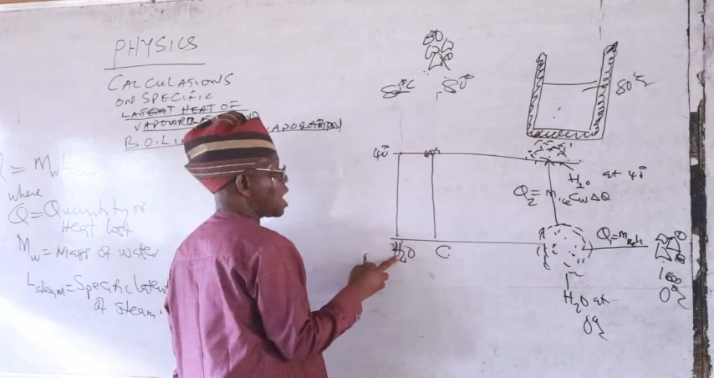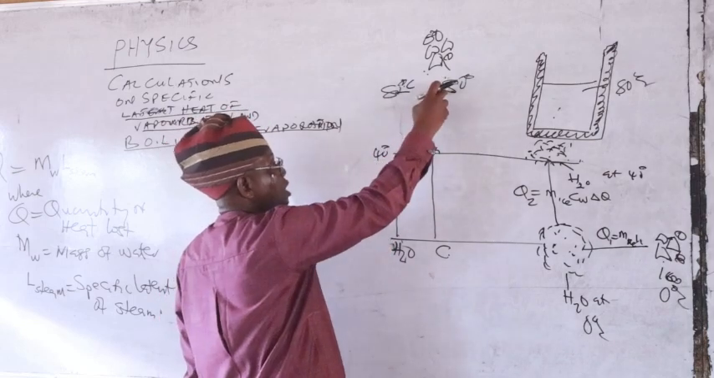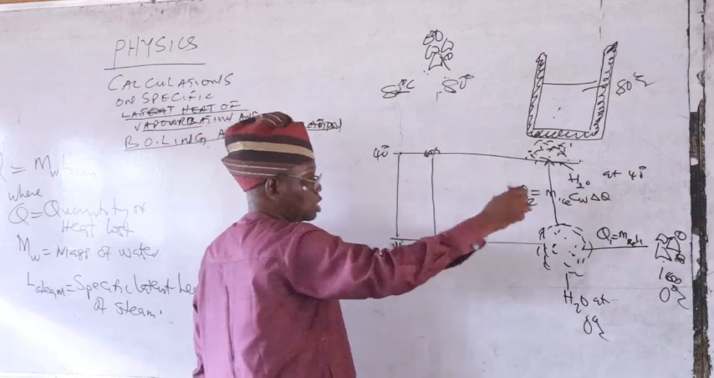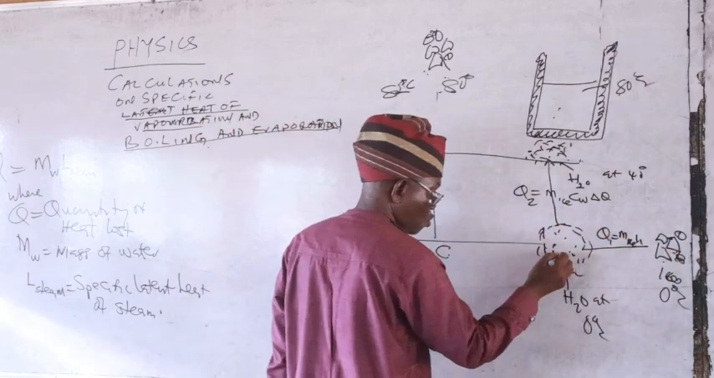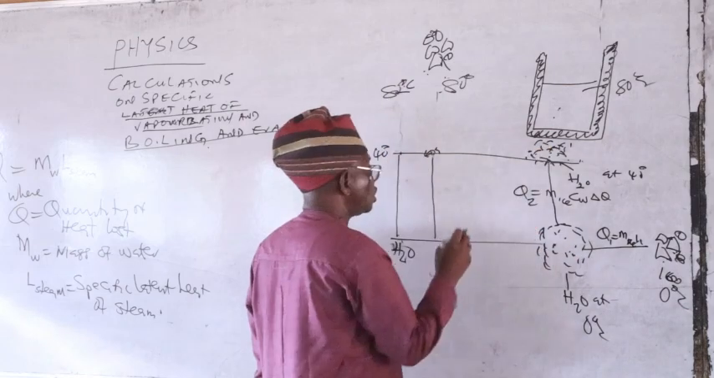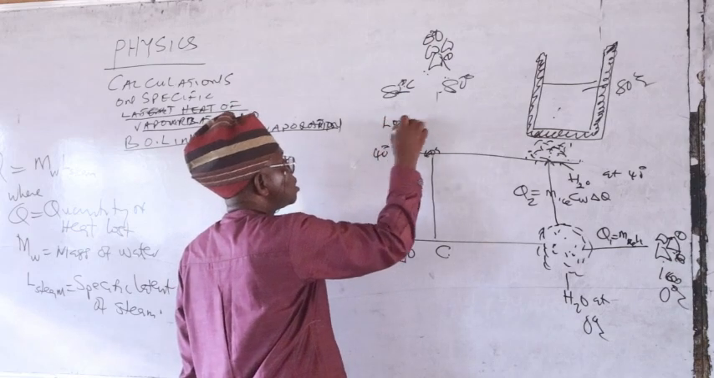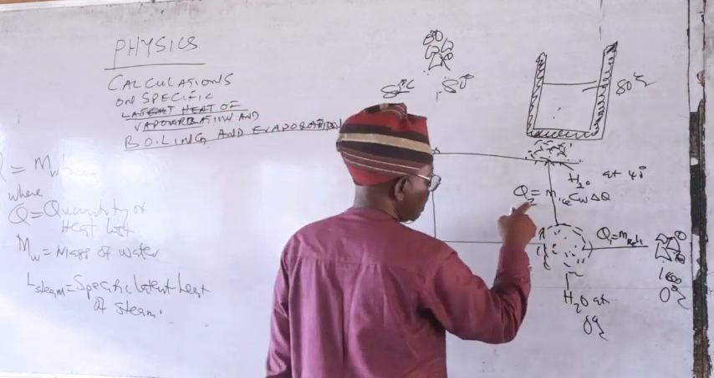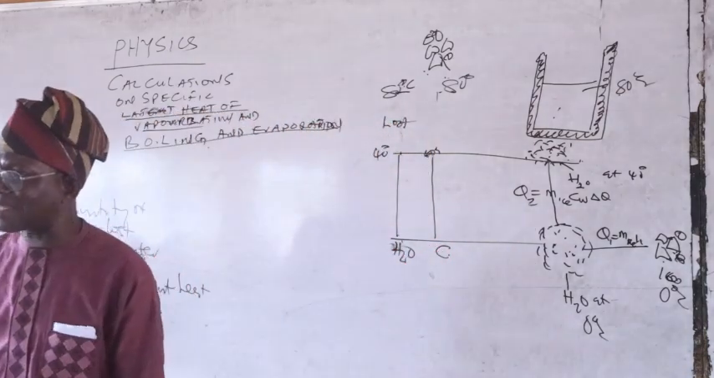The water at 80 cools down to 40. Calorimeter at 80 cools down to 40. Ice block changes from solid to water at 0. Water at 0 is raised to water at 40. So it means this is lost and this is gained. Q1 and Q2 are gained. Do you understand that? Yes, sir.